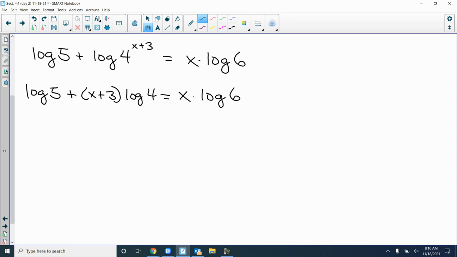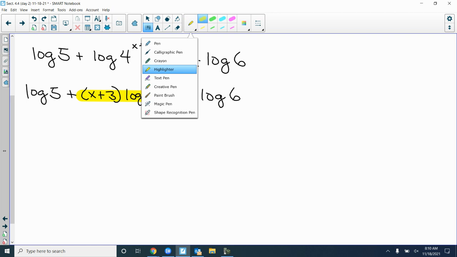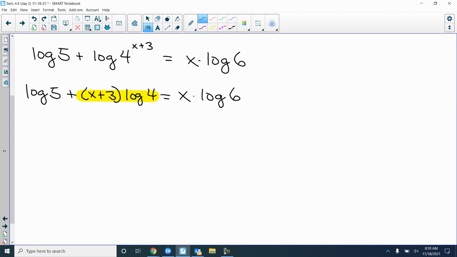Okay, I got x plus 3 times log of 4 right here. I got to distribute that log of 4 in. So I'm going to end up with log of 5, that doesn't change, plus x times log of 4, plus 3 times log of 4, equals x times log of 6. All right, everything with an x on one side, everything without an x on the other. Just take a look and think, all right, what are you going to move?